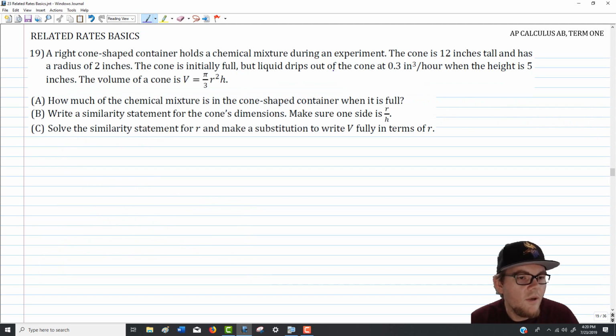Okay, this brings us to question 19. And question number 19 is the standard cone question. I've just broken it up into pieces to hopefully make some pieces a little bit clearer for you.